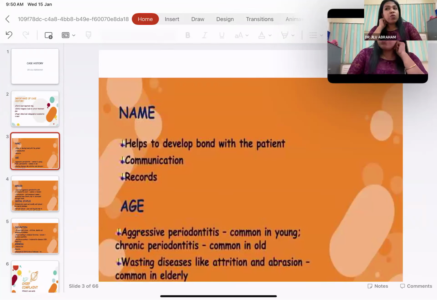First, we have to deal with the name. Why do you want to know the name? We have to create a bond with the patient, and for proper communication and for record-keeping purposes, we have to know the patient's name and record it.